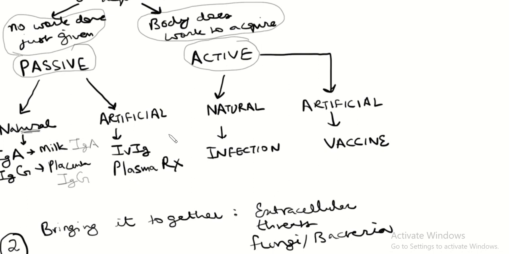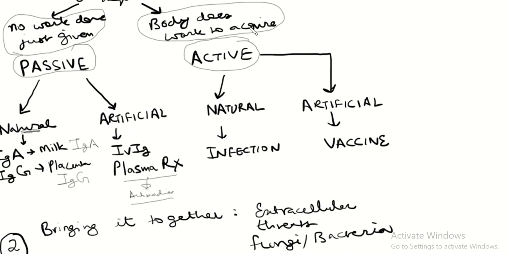Also, if you go in and you get IgG therapy, or you get some IgGs against a certain disease, or you get plasma, which has antibodies, okay? So again, it's not natural like mother's milk or placenta. It's artificial. We give it to you. But again, you didn't have to do the work. Your immune system didn't have to do the work. So this is artificial and it's passive.